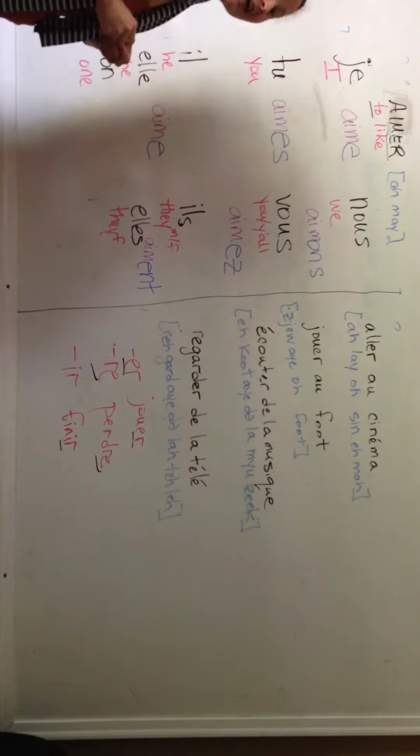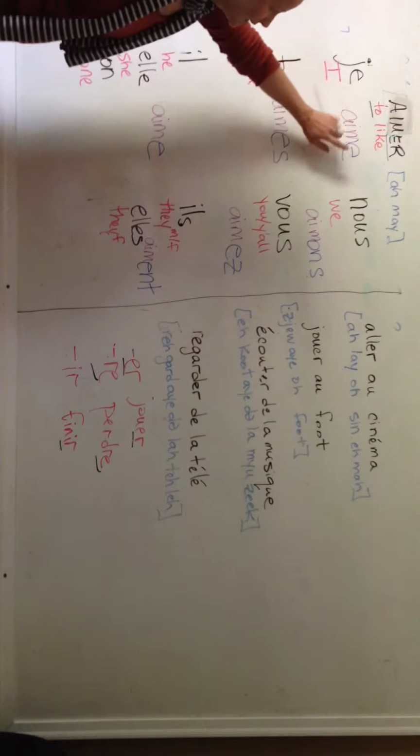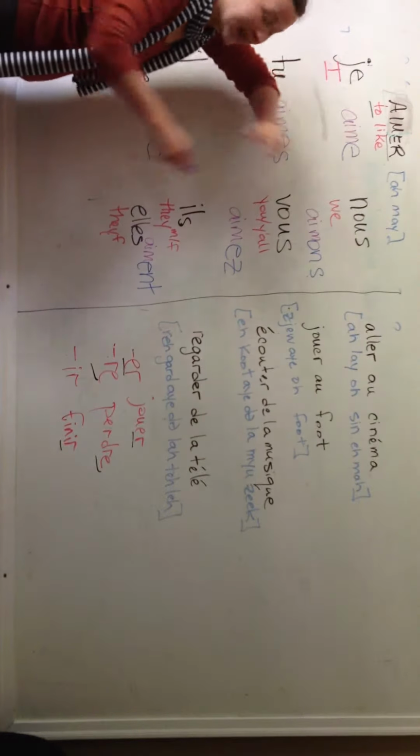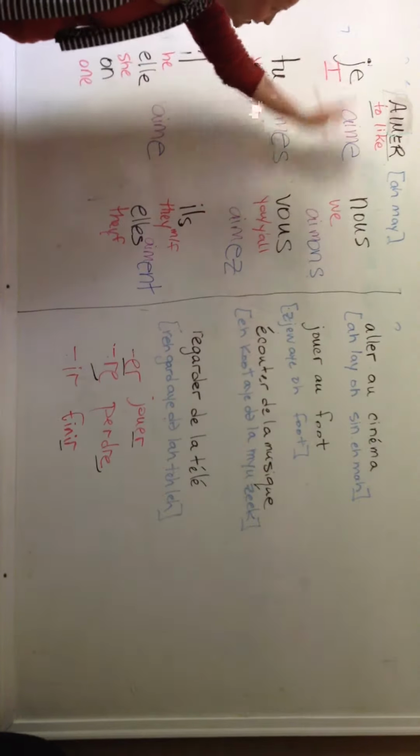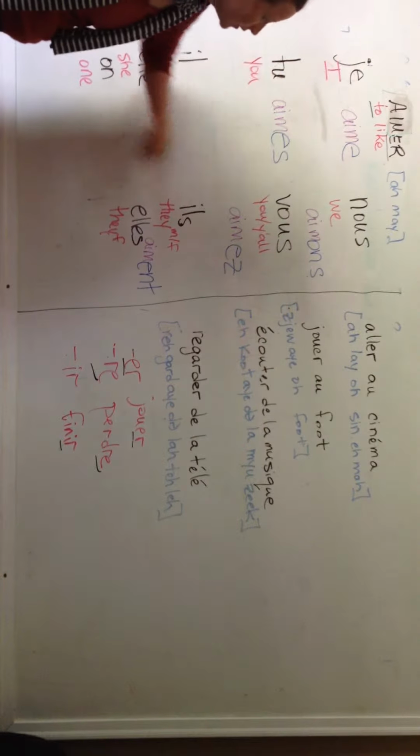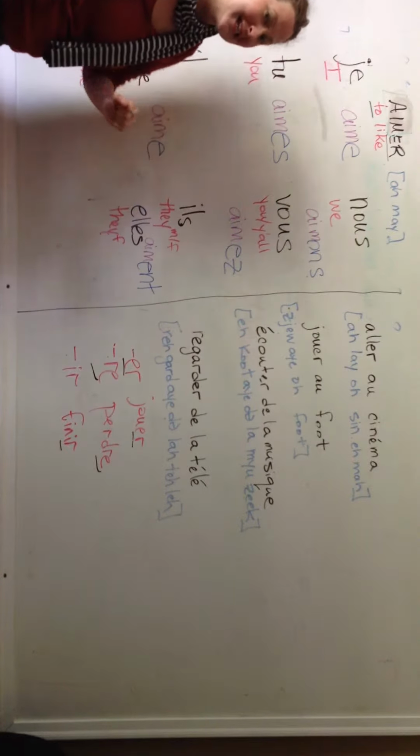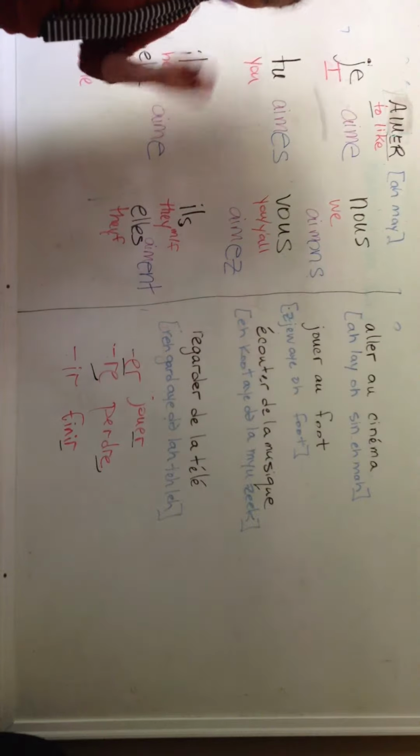So, that's how you conjugate the verb. You take off the -er ending. Step 1, take it off. Step 2, put your endings. Step 3, put your stem back on, and you're done.